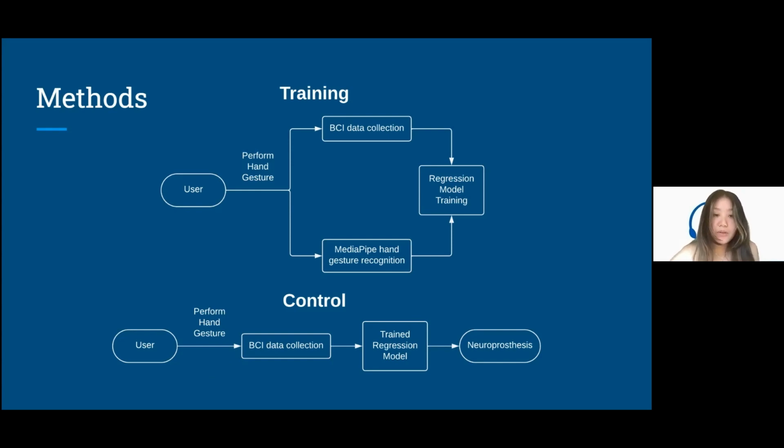Once the regression algorithm is trained, it can be implemented for real-time neural prosthesis control. In this situation, EMG data is collected and decoded in real time while the user attempts to perform hand gestures. The decoded finger angles can then be directly performed by the neuroprosthetic hand.